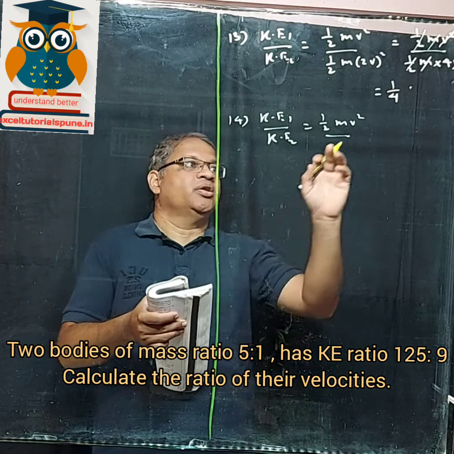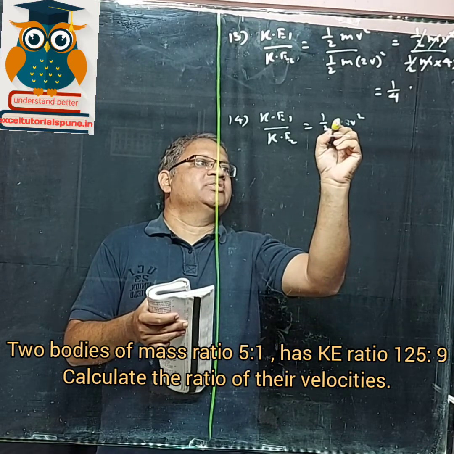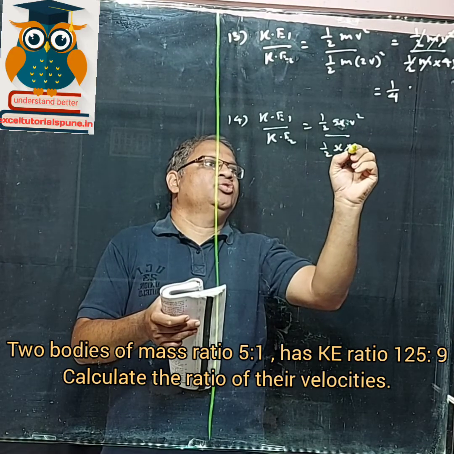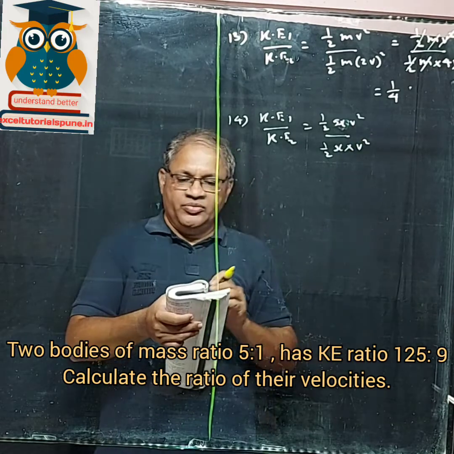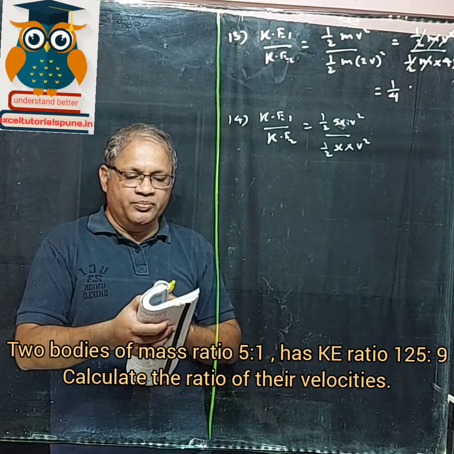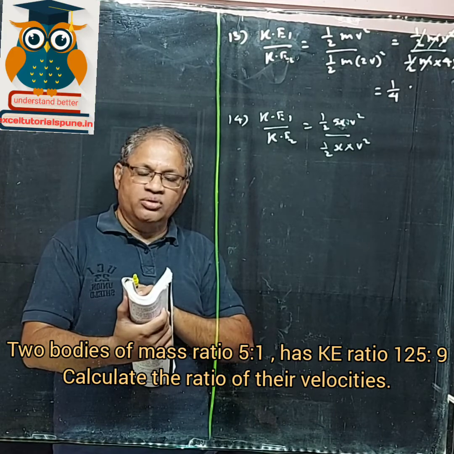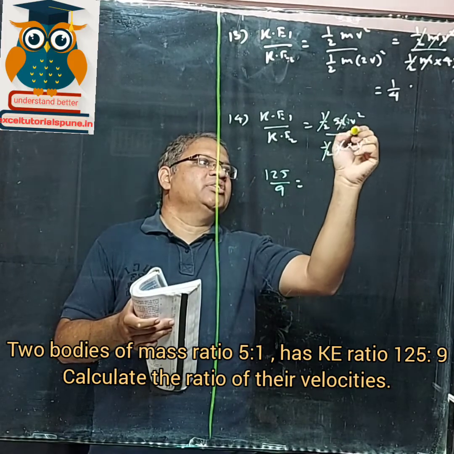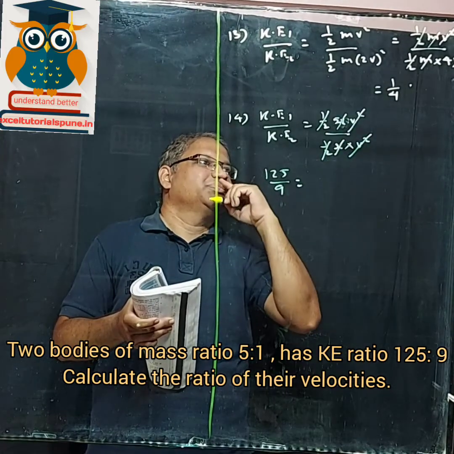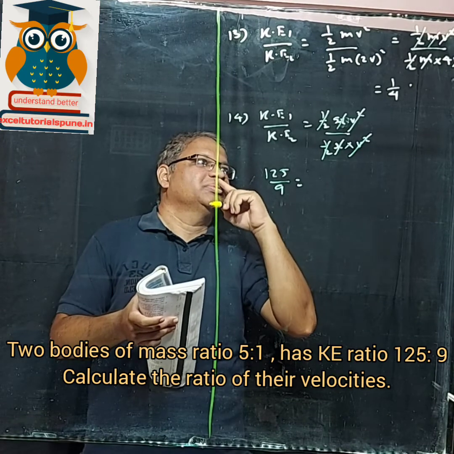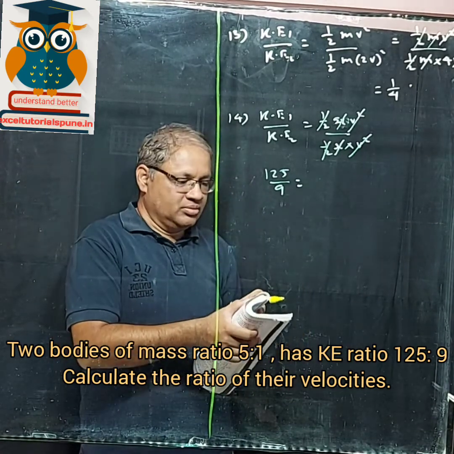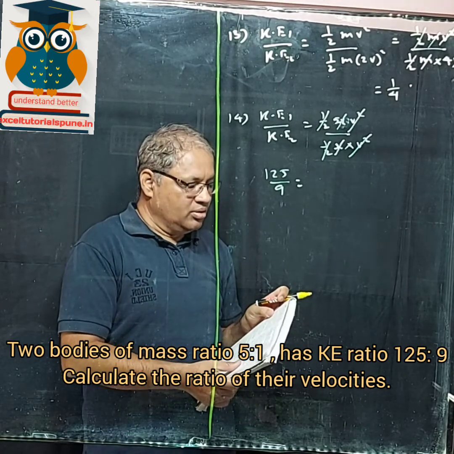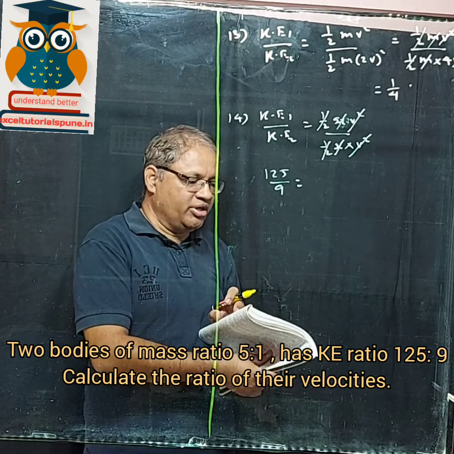Mass ratio is 5:1, so here you take 5x and x into v square. And the ratio of the kinetic energy is 125:9. The half gets cancelled, x and x get cancelled, v square gets cancelled. Mass ratio 5:1, kinetic energy 125:9. Calculate the ratio of the velocity.